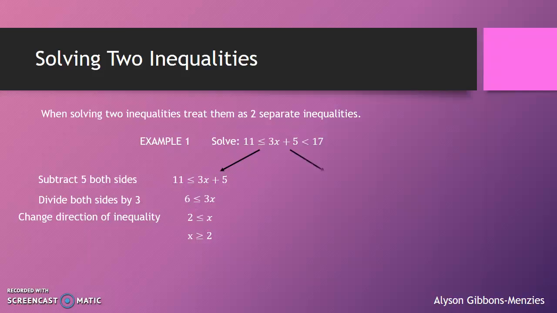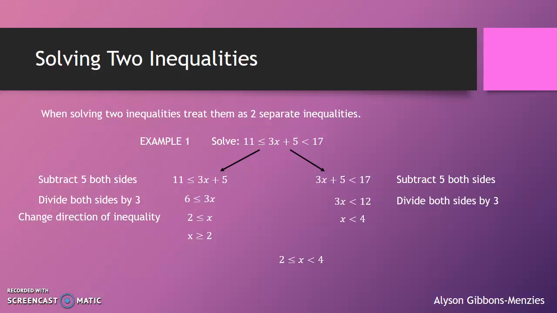Now let's do the other side. 3x plus 5 is less than 17. This time we're going to subtract 5 from both sides of the inequality to leave 3x is less than 12. Divide both sides by 3, x is less than 4. So we can say that x is greater than or equal to 2, but less than 4. So x can take the value of 2 or 3, but not 4.